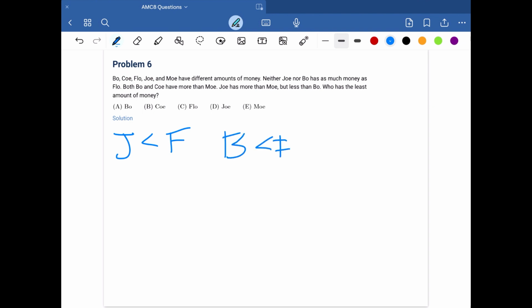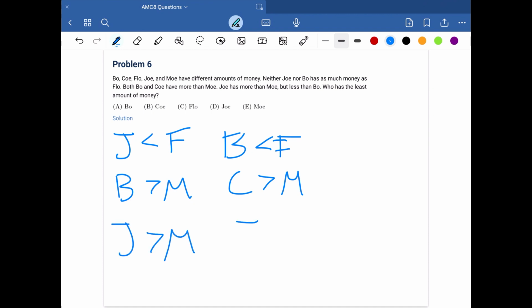Both Bo and Ko have more than Mo. So Bo has more than Mo. And Ko also has more than Mo. And then Joe has more than Mo. So Joe has more than Mo, but less than Bo. So Flo has more than Bo.